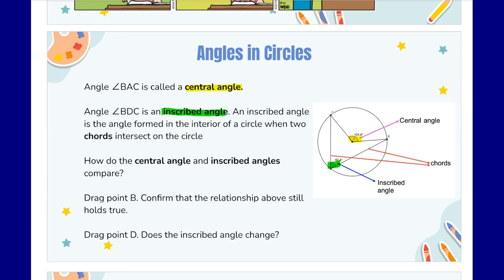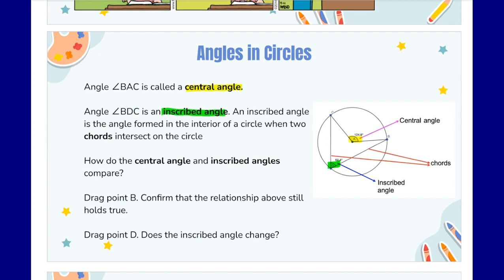And if you're reading the BDC and BAC, how do you figure out how it goes? Well, you start at point B, go to point D, and then go to point C. That's how you can read that notation, where the middle letter describes at what vertex the angle is at. So in terms of the inscribed angle, D is the vertex that the angle's at, so it's in the middle of our terminology.